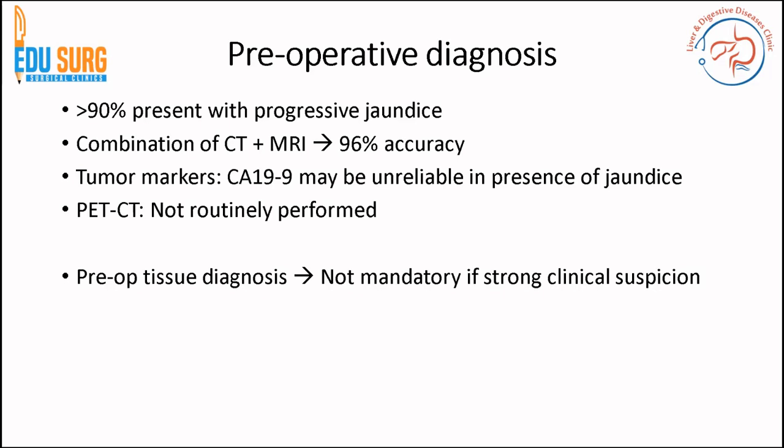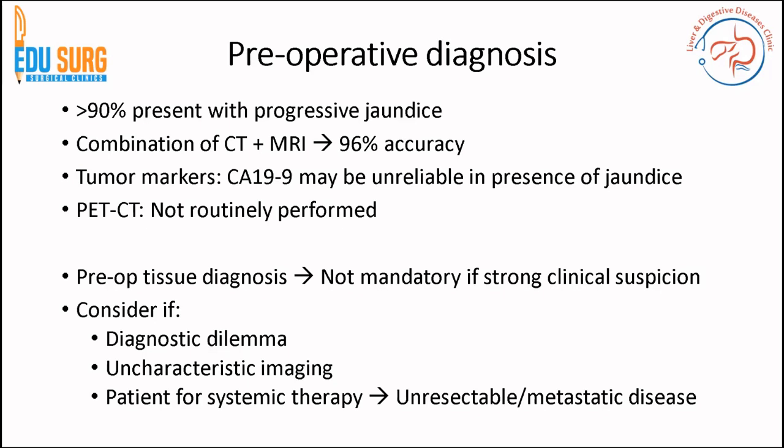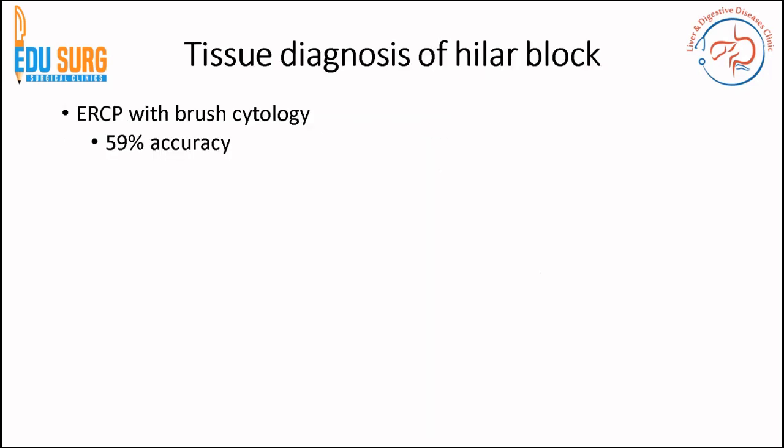mandate a surgical intervention. So, you should consider preoperative tissue diagnosis only if you have a diagnostic dilemma, if the presentation is not matching the imaging of the patient, or if you're planning the patient for systemic therapy, the patient is unresectable or has distant disease. Then of course you need a tissue diagnosis prior to starting systemic therapy.